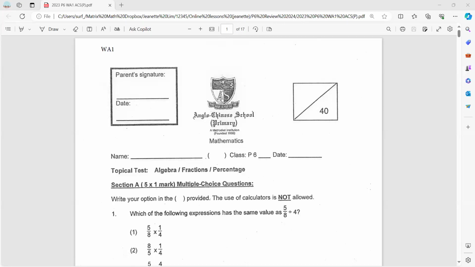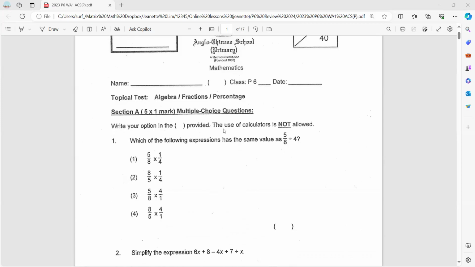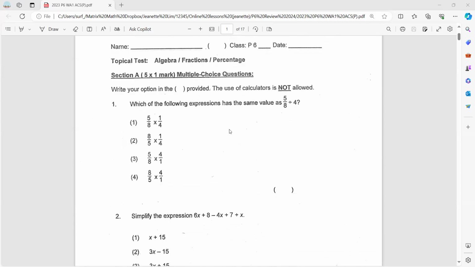This is ACS P6 2023 weighted assessment 1, or the topical test on algebra, fractions and percentage. Let's look at question 1, section A. In section A, no calculators are allowed.